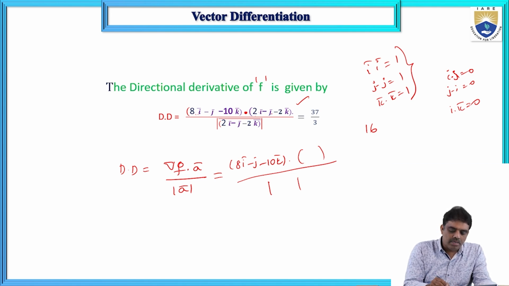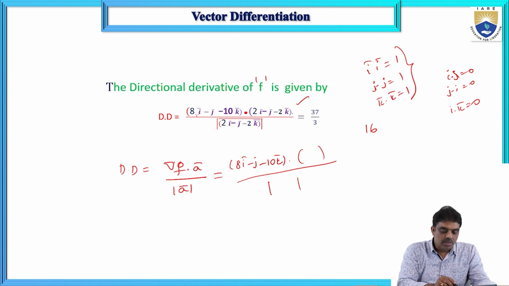8 i bar dot j bar, that is 0. So the second term is 0. And 8 i bar dot minus 2 k bar will also be 0. So only the i bar, j bar, k bar coefficients will get the value.